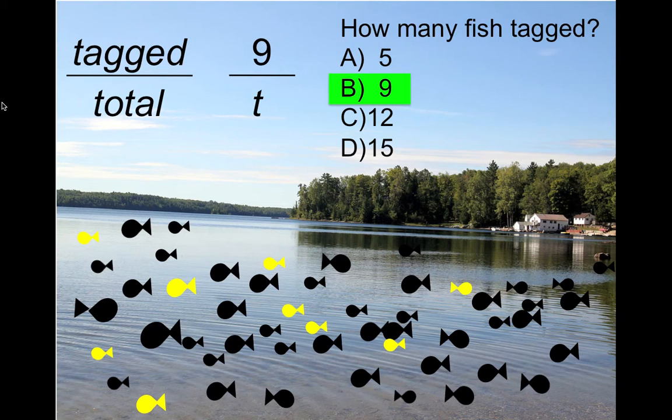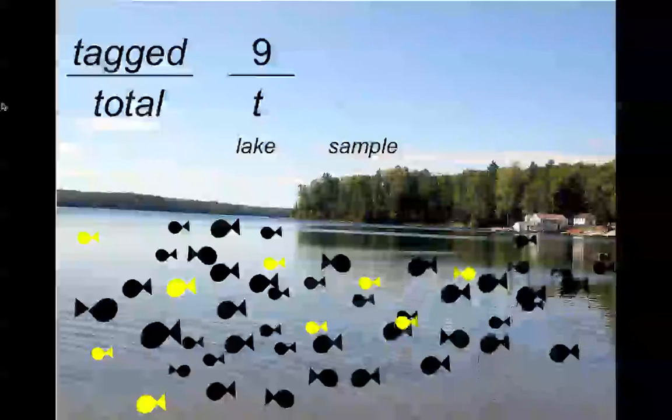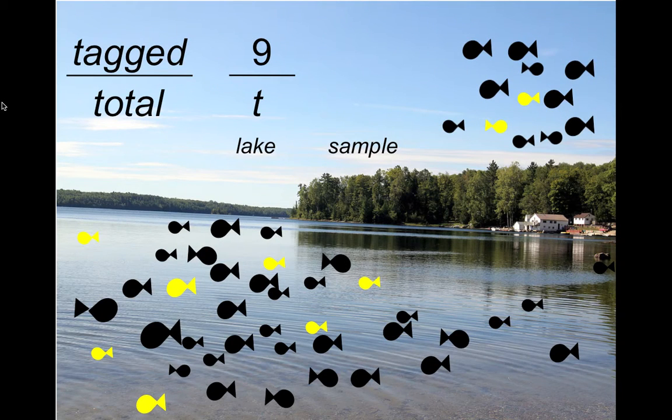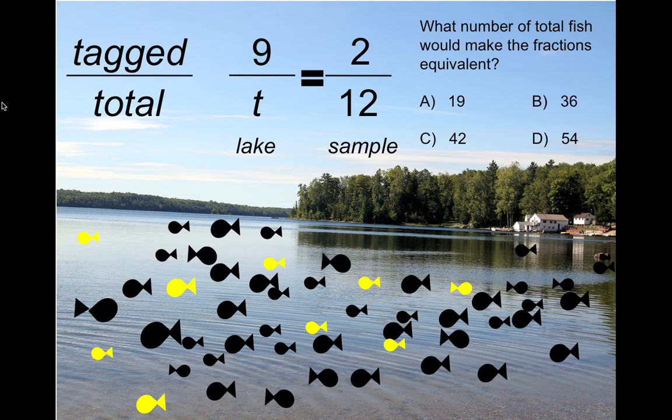Then they go out and they catch a new batch. In their second batch, they've caught 12 fish, and 2 of them are tagged. So what they do is they assume that the proportion of fish that are tagged in this new sample are in the same proportion as all the tagged fish out of the total fish in the lake. So they assume that these two fractions are equivalent. So what would the total number of fish T have to be to make these equal fractions?